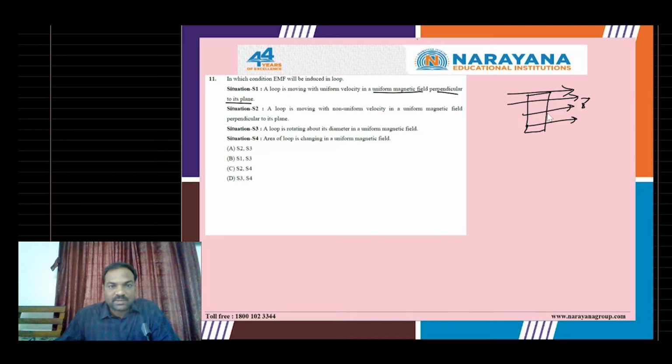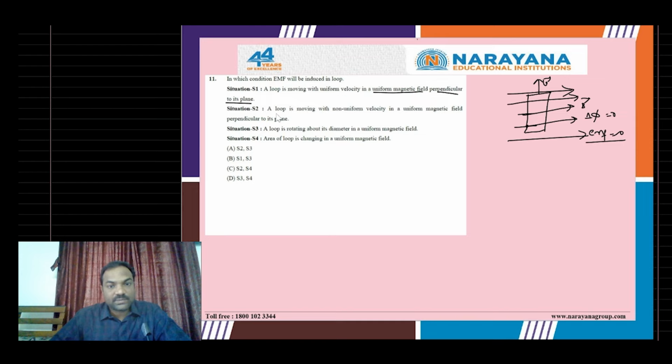It's not actually clear. Maybe something is missed in the statement, I feel so. So here the magnetic field is perpendicular to the loop, or the velocity is perpendicular to its plane. It's a tough thing. So let us take velocity in this direction. In any way, as it is moving in a uniform magnetic field, the change in flux goes to 0. So EMF won't be induced in situation 1. There is no question of EMF in situation 1.